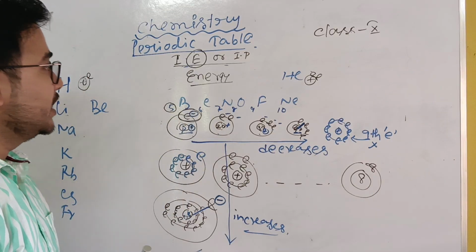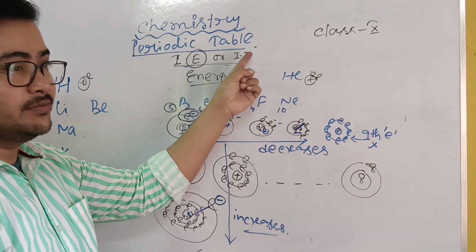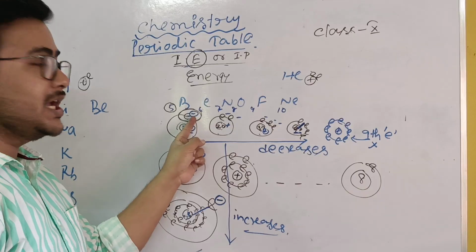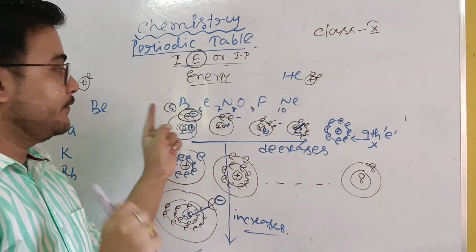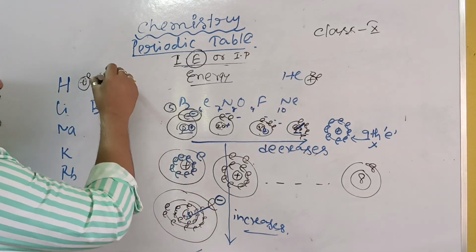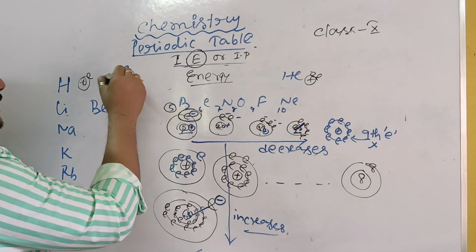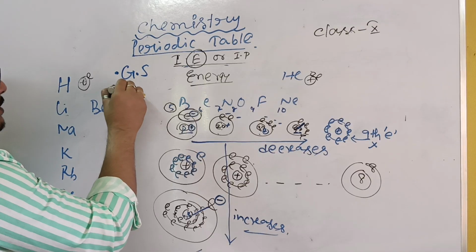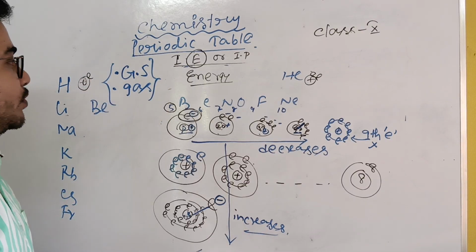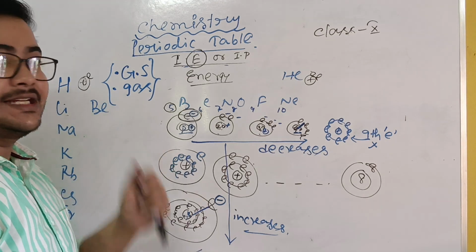So again I repeat, what is ionization energy or ionization potential? The amount of energy required to remove the outermost electron from an atom. There are a few terms in this definition. The atom must be in the ground state, and the atom must be in the gaseous state. Why must the atom be in the gaseous state?